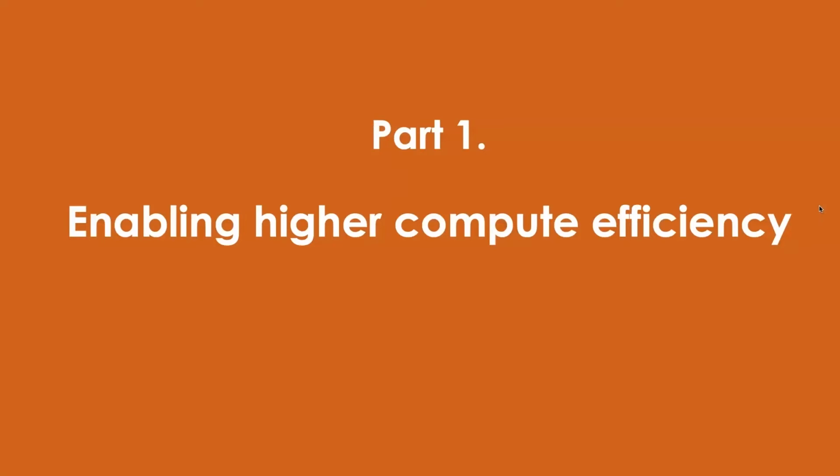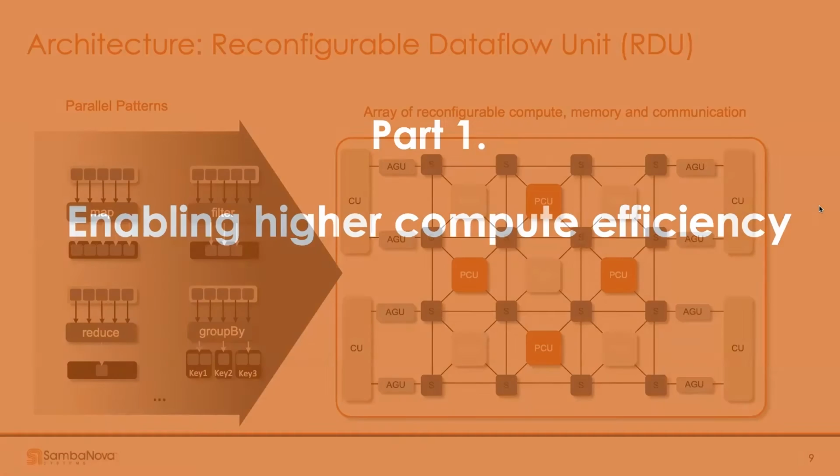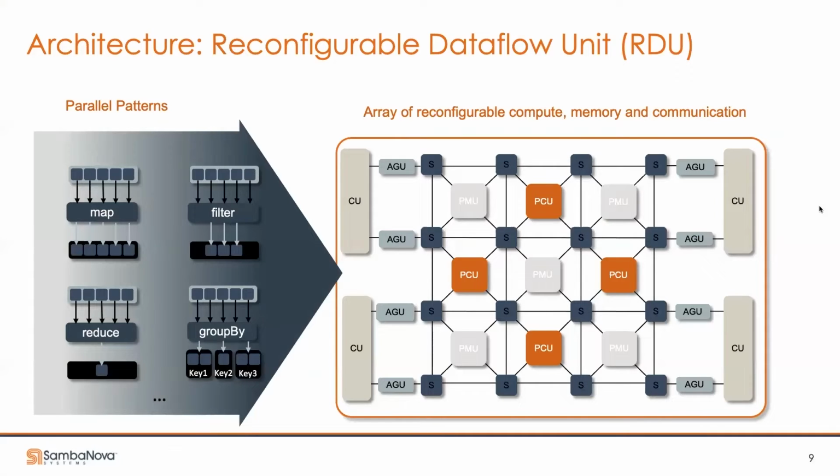All right, so let's start from the hardware side of things. At the core of our systems is the reconfigurable data flow unit. You can think of the reconfigurable data flow unit as a sort of an array of compute, where each compute unit has its own local SRAM, and this array of compute is connected by a complex interconnect fabric. This reconfigurable data flow unit is built from the ground up to execute data flow graphs.